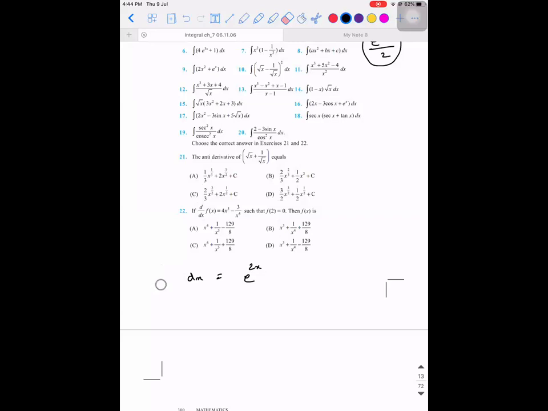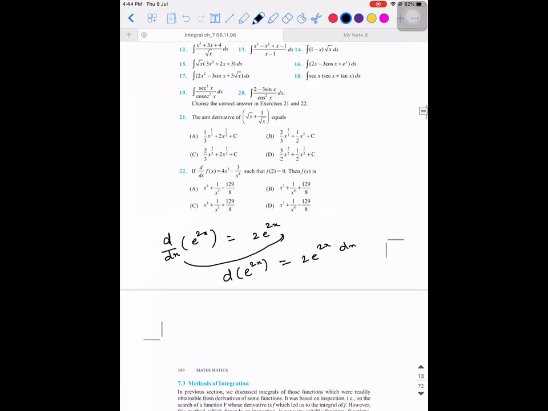We are doing this using the method of inspection. So d by dx of e power 2x is e power 2x into 2. So dx goes to the other side: derivative of e power 2x is equal to 2 times e power 2x dx. Integrating on both sides, e power 2x will be equal to 2 times the integral of e power 2x dx. This is the question. 2 will come to the left hand side and become divided by 2.